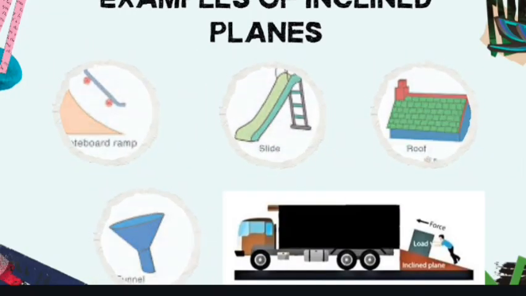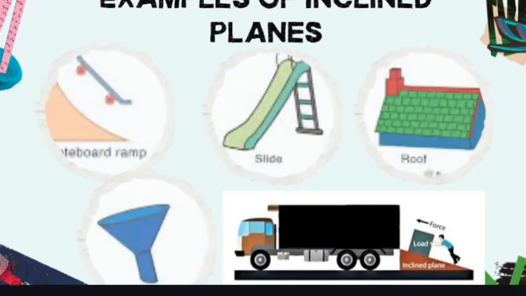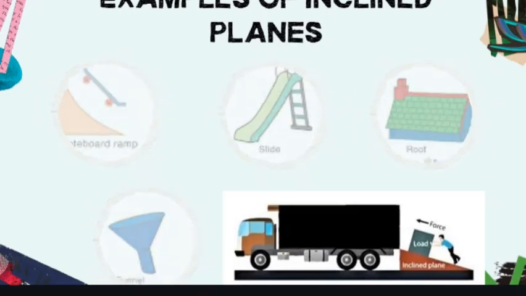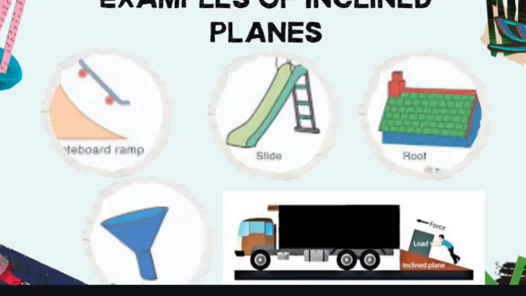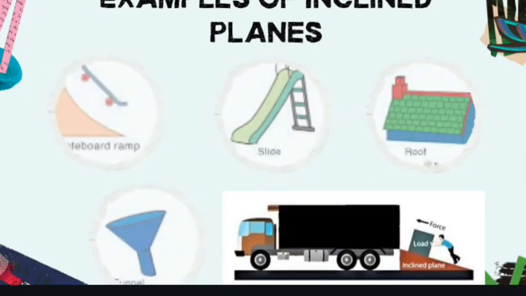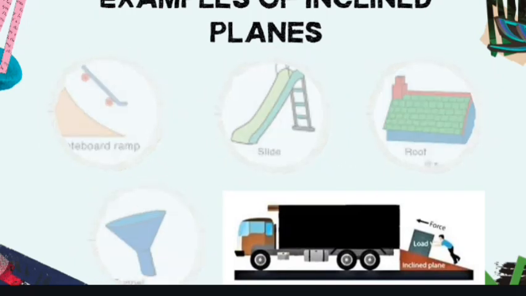Okay, so now let's talk about examples of the inclined plane. The first one here is the skateboard ramp. We have the slide. You can see the slopey surface that we're talking about. So that's an inclined plane. And we have the roof. The roof is also an example of the inclined plane.